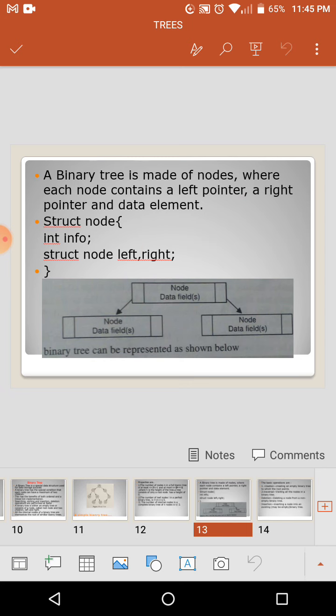Just like the structure representation we did in the linked list and doubly linked list, we can see the same: struct node contains some data information, and some left and right nodes of the struct node type. See the picture: the data element has its own address, the left address points to the left node, and the right address handles the right node. So this is the basic representation of data elements using nodes and left and right pointers.